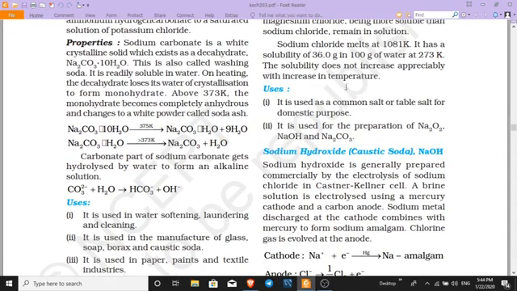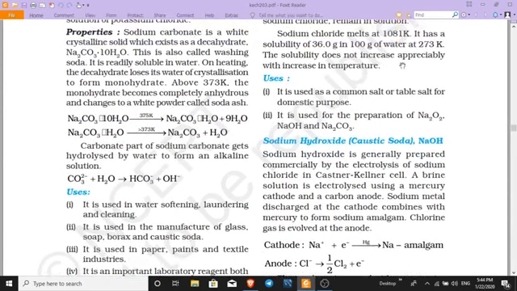The solubility does not increase appreciably with increase in temperature, which means that with an increase in temperature, very little solubility is increased. It is not appreciable or comparable. Now what are the uses of sodium chloride? It is used as common salt or table salt for domestic purposes. It is used for preparation of Na2O2, NaOH and Na2CO3.